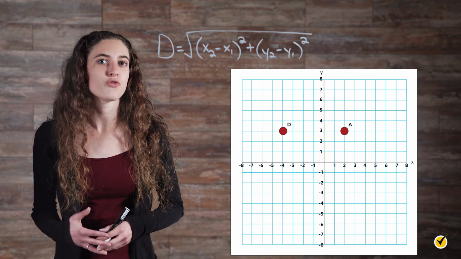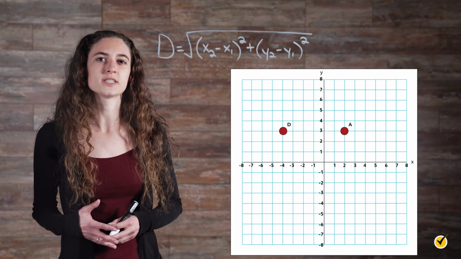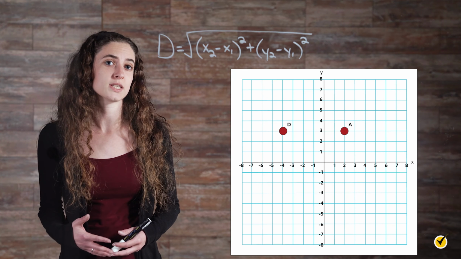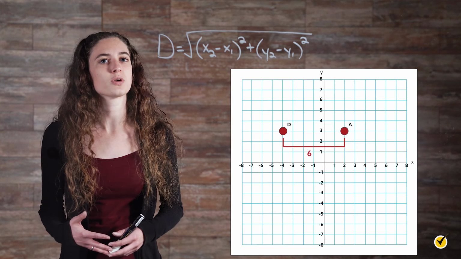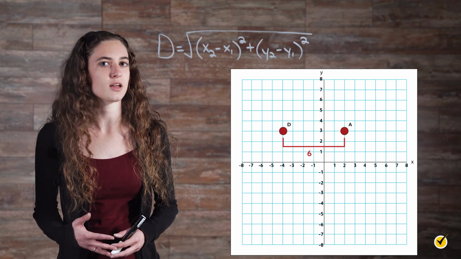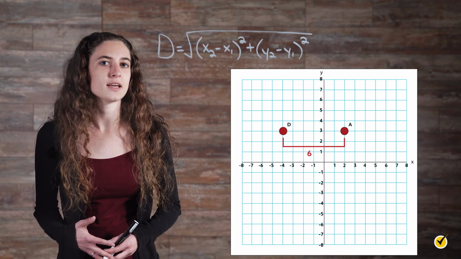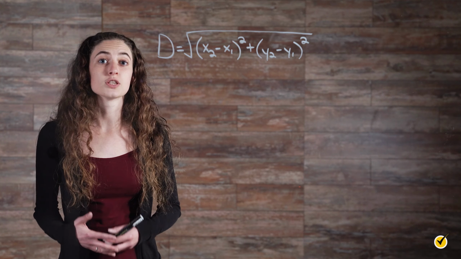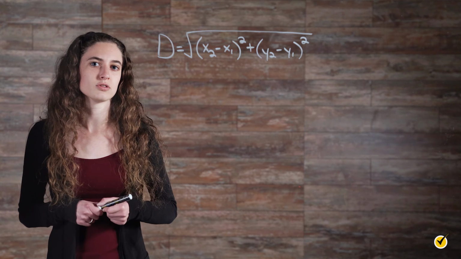In this case, the formula can be used, but since points A and D lie on the same horizontal grid line, all we need to do is count squares. This also works for 2 points on the same vertical grid line. The distance from point A to point D is 6 because the 2 points are 6 squares apart. Using the formula yields the same result.